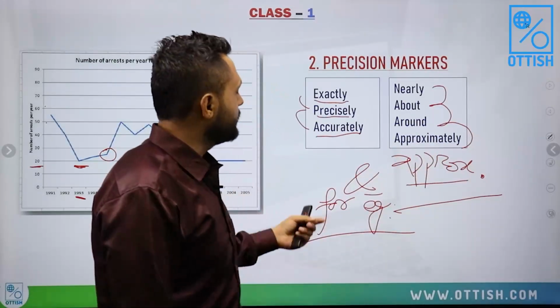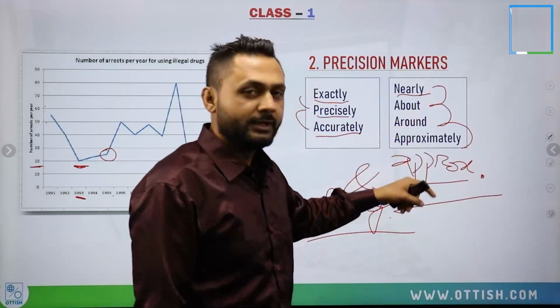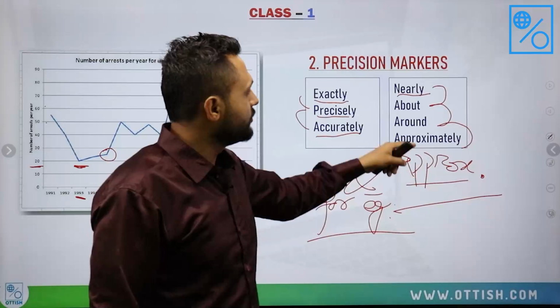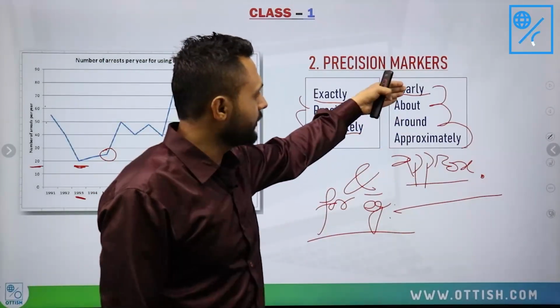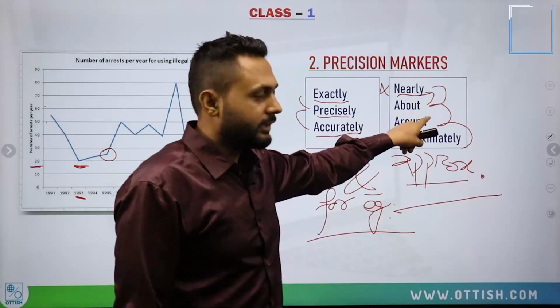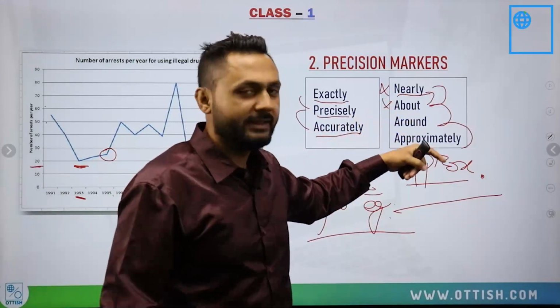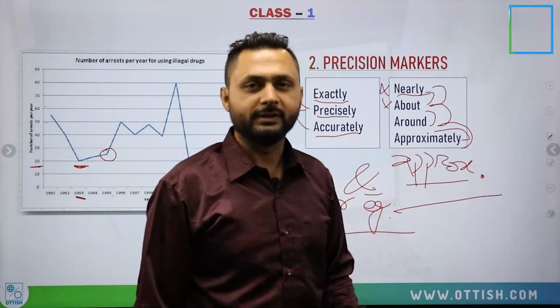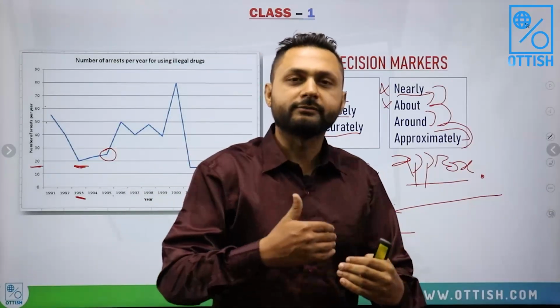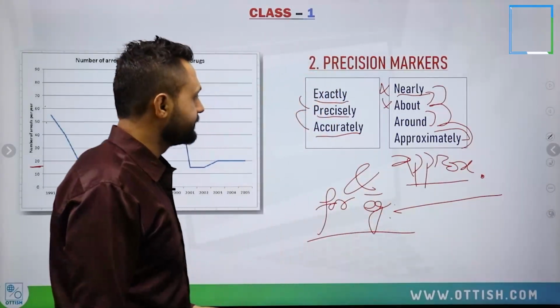So what you do is, if you have already used the word nearly, then the next time you should not repeat this word. Why do you need to repeat the word? I have given you different words. You can write about. If you have already used this word, next time you can write around, and next time you can write approximately. And I will even give you more advanced precision markers now.